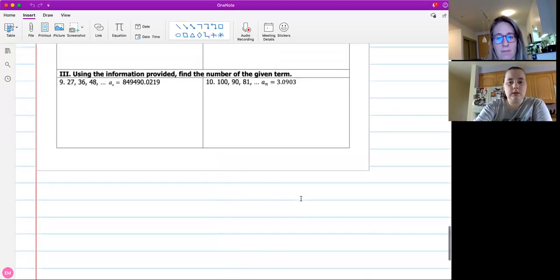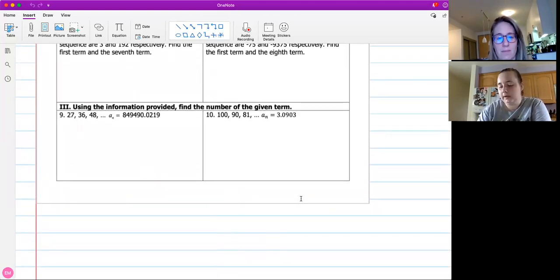Okay. And then I'm going to do the last problem just because it was straight down from number 6 and I don't have to scroll over. Remember, this is just a working backwards problem. So we're using the information provided to find the number of the given term. Let's figure out what our common ratio is for this one. Remember, we can take the second term divided by the first term. Let's do that really quick.